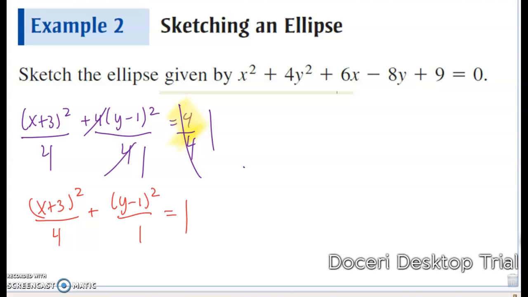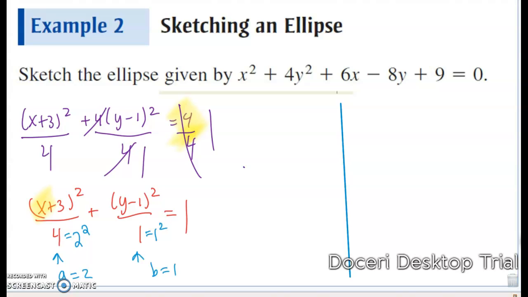equal to 1. Now from here we can extract all the information that we had on the table: what is the major axis, is it going to open vertically or horizontally, what is the center, and what is the location of the foci. In this case we know 4 is greater than 1. Moreover, this 4 is 2 squared and this 1 is 1 squared, so right off the bat we know a equals 2 and b equals 1. So this is going to open more on the x-axis, so it's going to be horizontal. Let me go ahead and draw the axes here.